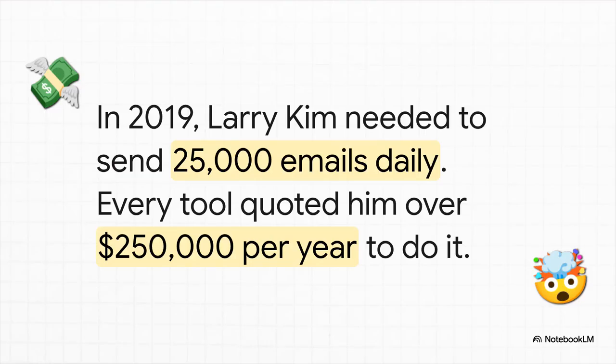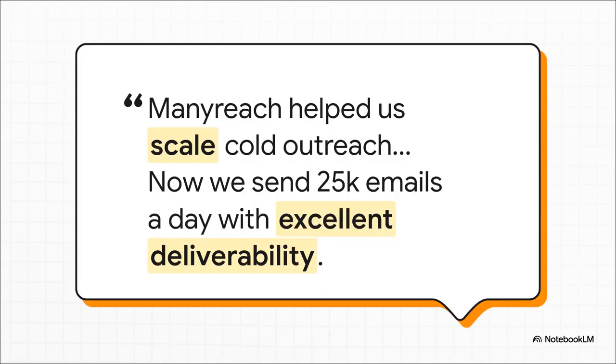And let's put a real number on this, because this isn't a small problem. Back in 2019, Larry Kim, the co-founder of MobileMonkey, had a goal: send 25,000 emails a day. But when he went looking for a tool that could handle that scale, the price tag was, well, a staggering $250,000 a year. That's the real cost of the scaling problem. But here's the thing. Larry found a way around it. He used a different approach and was able to hit that 25,000 a day number with, and this is the most important part, excellent deliverability. His emails were actually getting seen. So how do you do it? Well, that brings us right to our first core strategy.